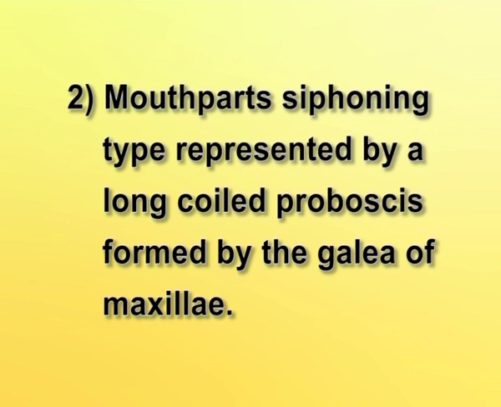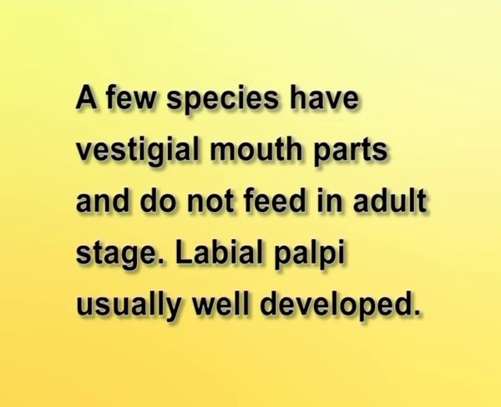Mouth parts are siphoning type, represented by a long coiled proboscis formed by the galea of maxillae. Maxillary palpi small or lacking. Mandibles nearly always lacking except in one family, Micropterigidae. A few species have vestigial mouthparts and do not feed in adult stage. Labial palpi usually well developed.